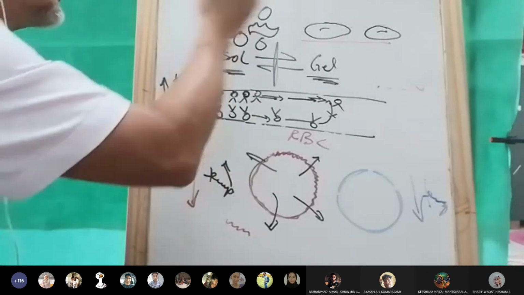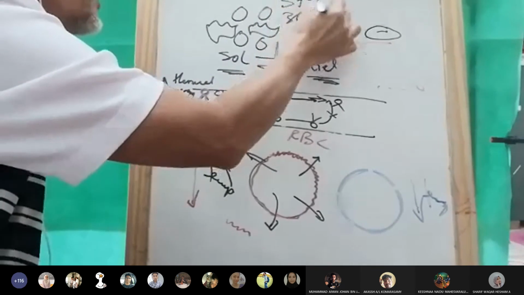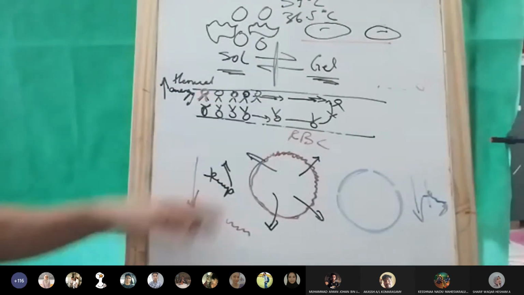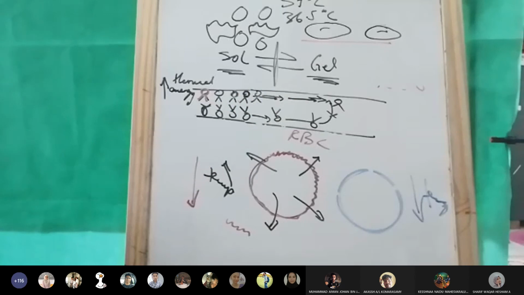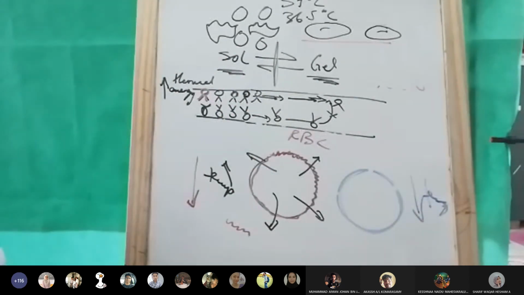That's why our body temperature is maintained at 37 degrees C or 36.5 degrees C, because of the structure of the cell membrane being between the sol and the gel states. Is that understood? Any question? No? Okay, good. So everyone understood.